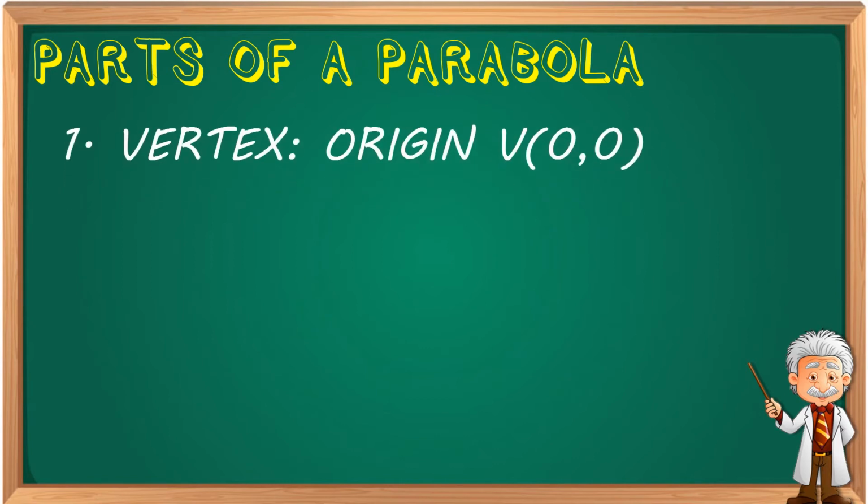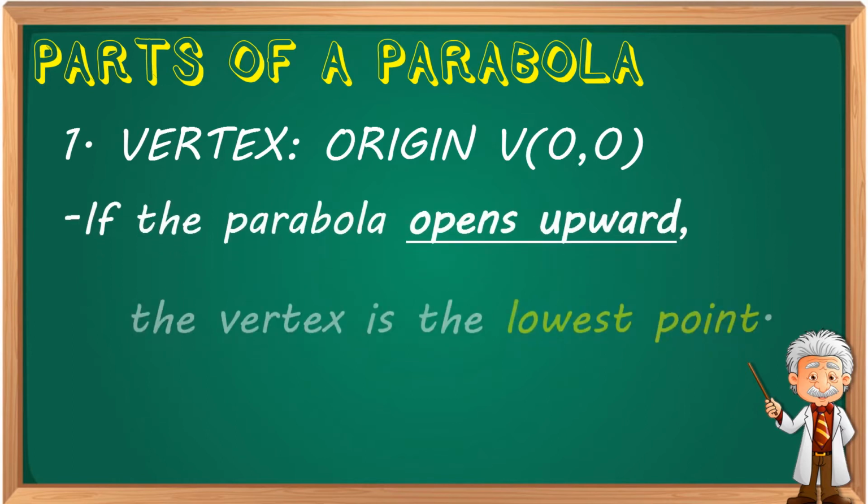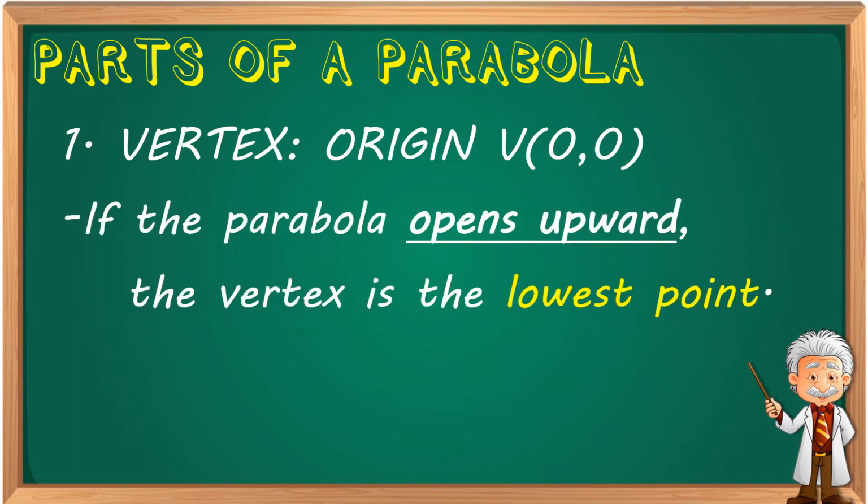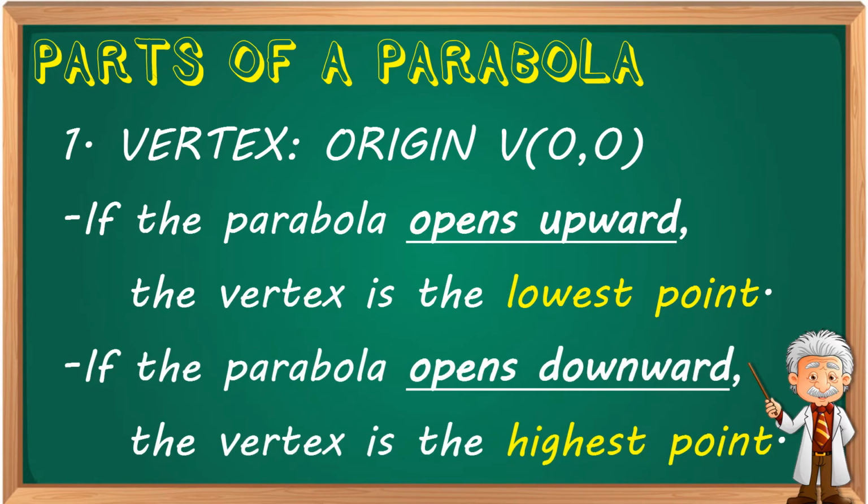So for the first part, we have the vertex. If the vertex is in the origin, we have this. If the parabola opens upward, the vertex is the lowest point. And if the parabola opens downward, the vertex is the highest point.